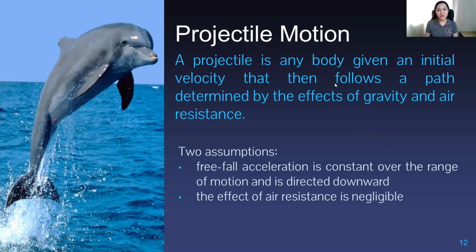So there are two assumptions when we deal with projectile motion. First, free fall acceleration is constant over the range of motion and is directed downward. So this free fall acceleration is the acceleration due to gravity. And we also assume in projectile motion that the effect of air resistance is negligible.